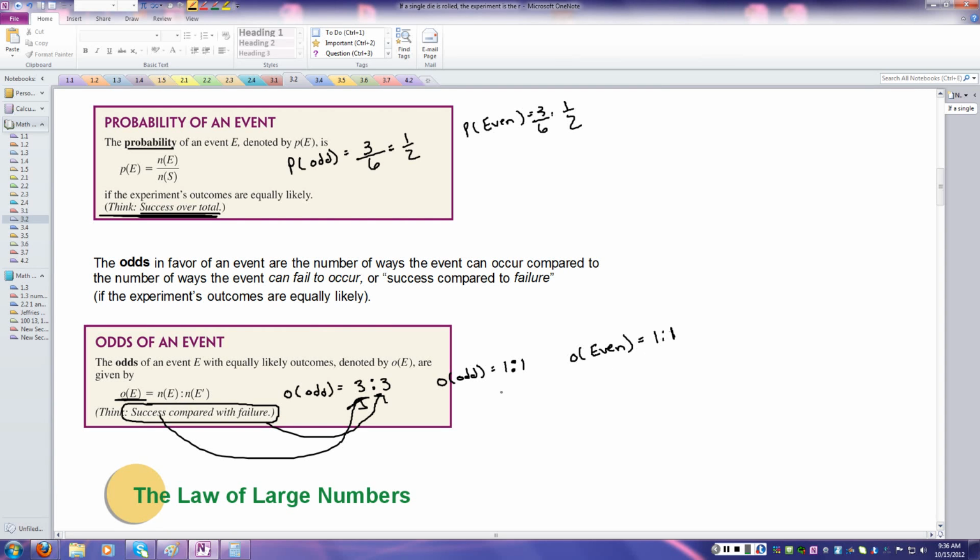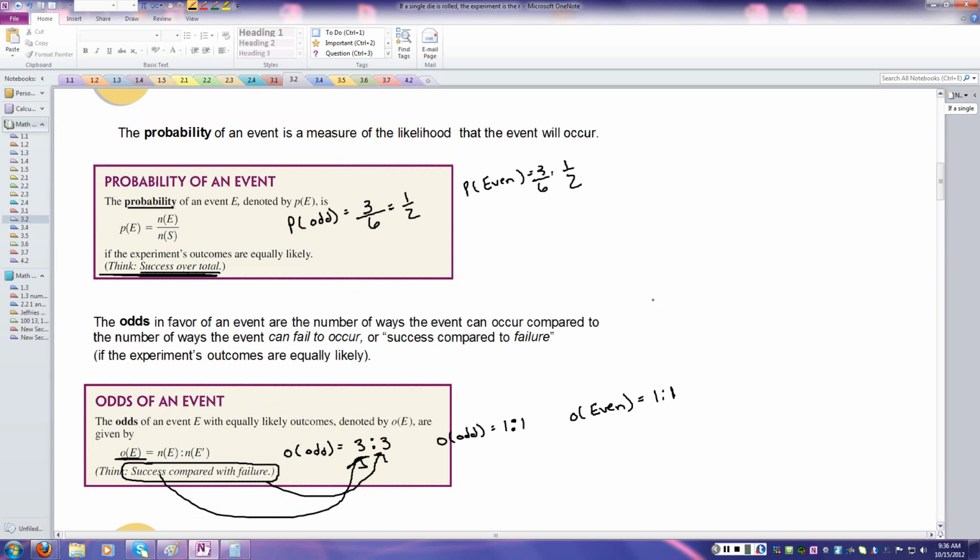So just a note here, probability and odds are linked to each other. So let me show you, if I give you probability, I can find the odds. If I give you odds, I can find the probability. So if you're given probability, let's say the probability of E happening is A over B. Then the odds of E happening is going to be A to B minus A.